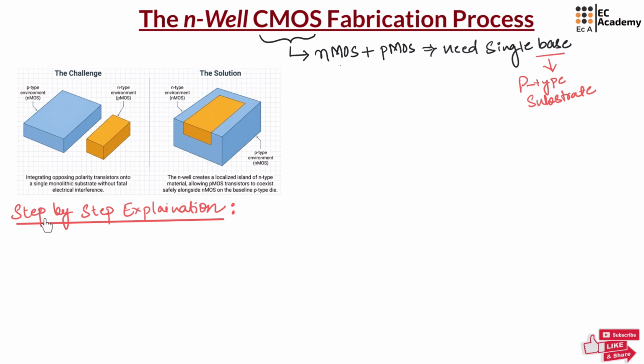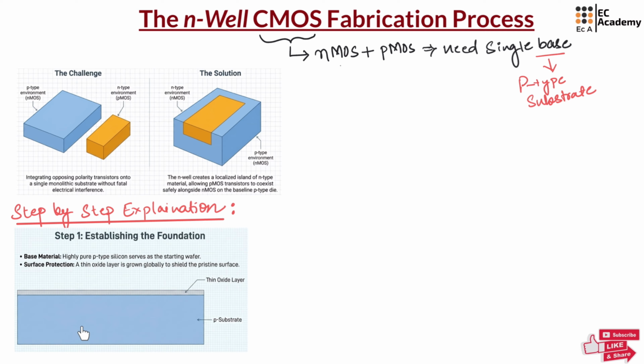Now let us go through the different steps that are used in the N-well CMOS fabrication process. The first step is substrate preparation, which is nothing but establishing the foundation. First, we take a P-type silicon piece that will be used as our base. Then we grow a thin layer of oxide on top of it. So why do we do this? It is just like putting a screen guard on your mobile phone. So this oxidation layer is to protect the P-type substrate.